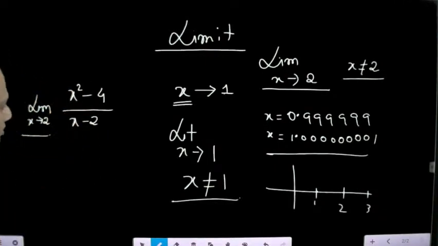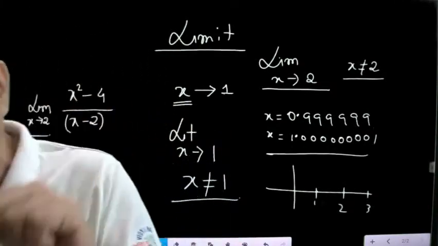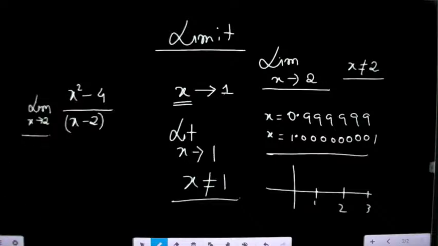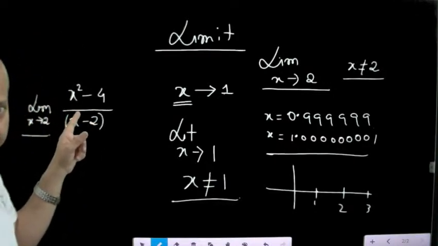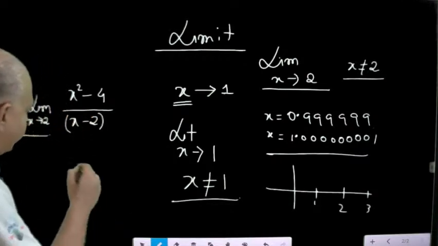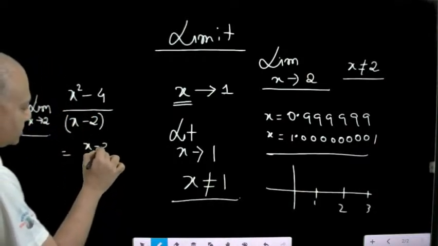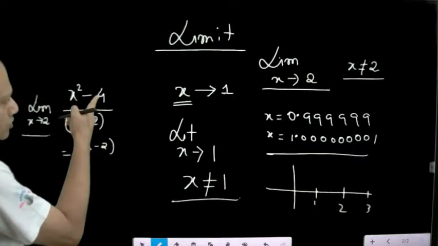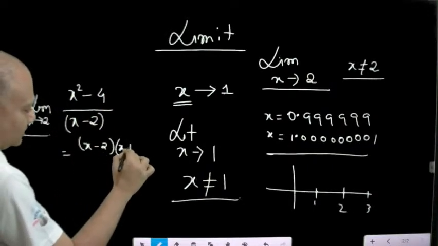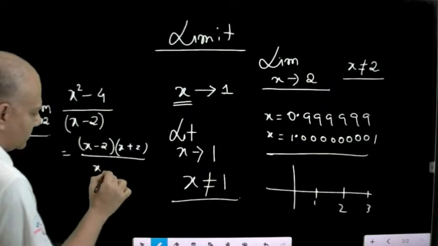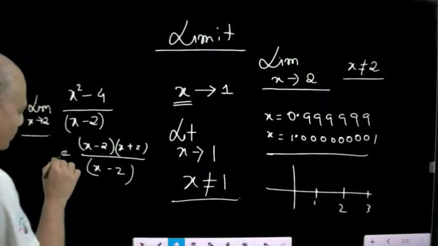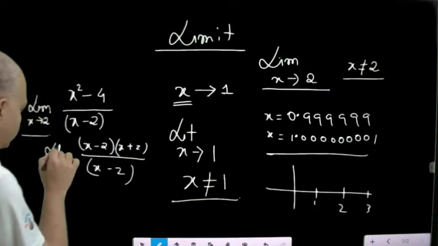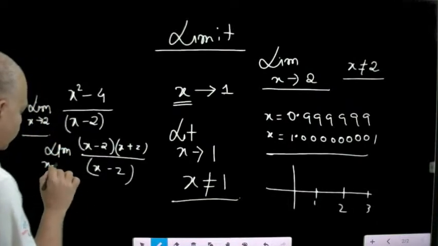So how to do that? We can tell that x minus 2, since x and 2 are very near but they are not equal, that's why this denominator portion cannot become 0. That's why I can write x square minus 2 square, which is x minus 2 times x plus 2, divided by x minus 2. Since I can write it this way, limit x tending to 2 here.